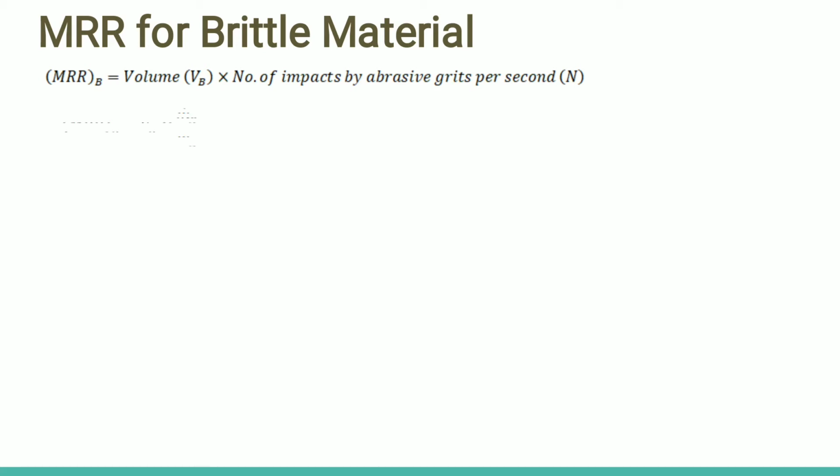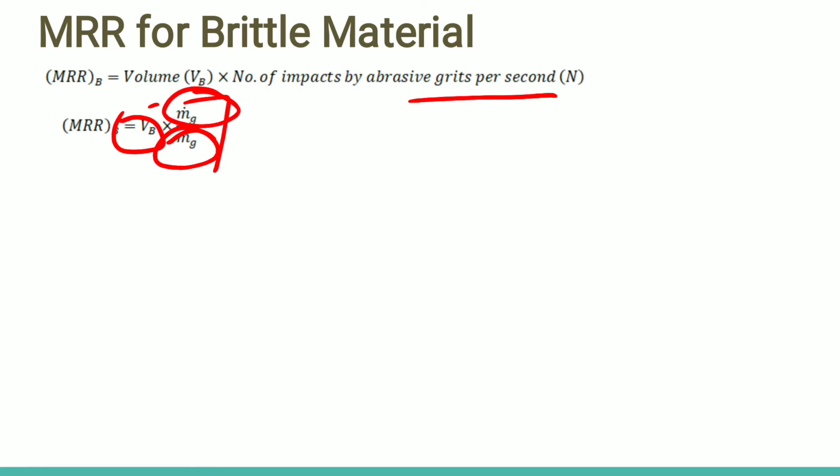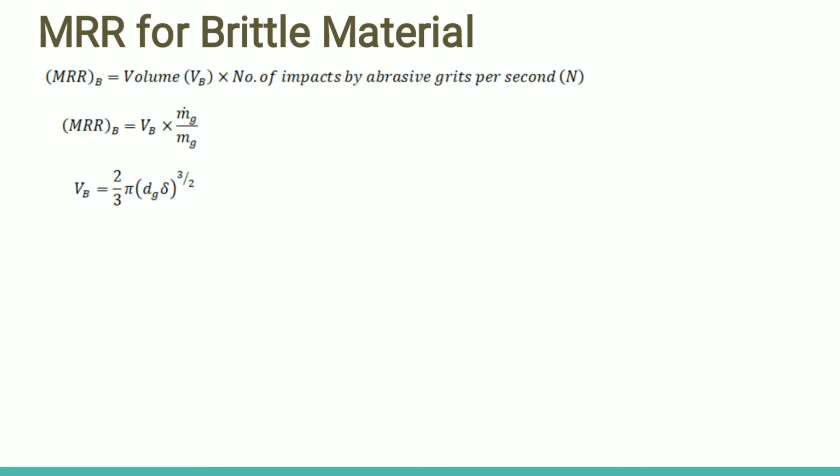So this will be equal to VB, that is the volume of the brittle material, into m dot g, that is grit per second. The m dot g upon mg will be the number of impacts by abrasive grits per second. The volume we already calculated in the last video is 2 by 3 pi into dg into delta raised to 3 by 2, and the mass is rho g into vg, where the volume in terms of dg is rho g into pi by 6 into dg cube.